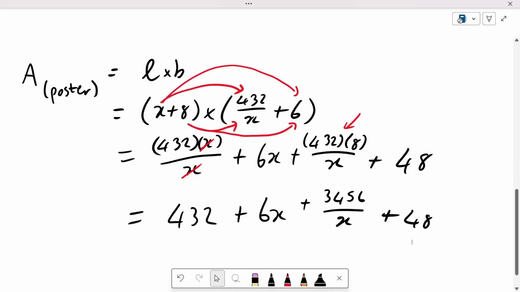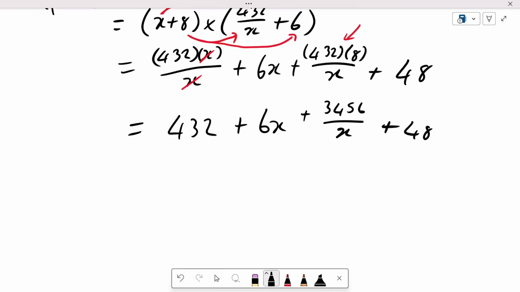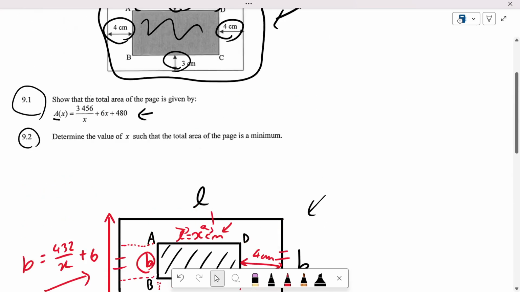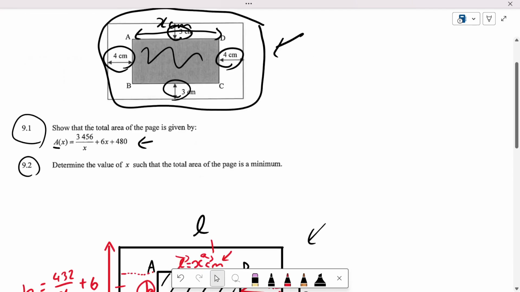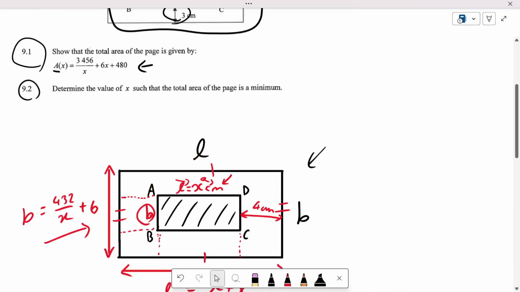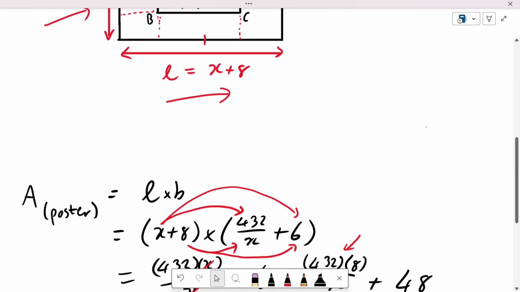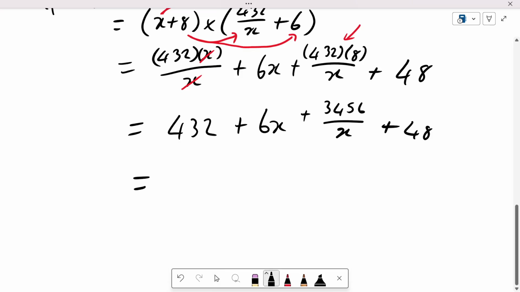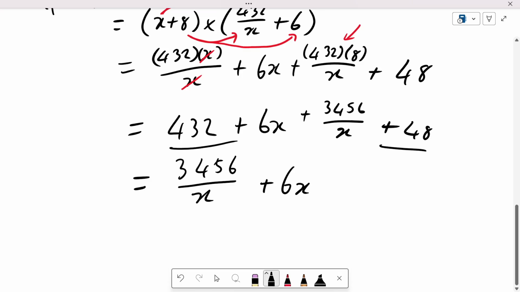Now we need to just add the like terms together. And remember that we need to show it in the form of this equation over here, which you can see we're getting close to that equation already. 3,456 as the numerator there. And then let's just do that basically. So we need to put the fraction first, which is going to be 3,456 over x plus 6x. And then if we add 432 by 48, then we are going to get an answer of 480. And that is going to be the area of the poster.